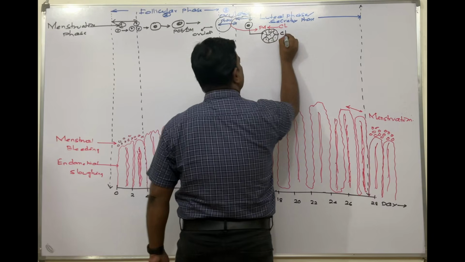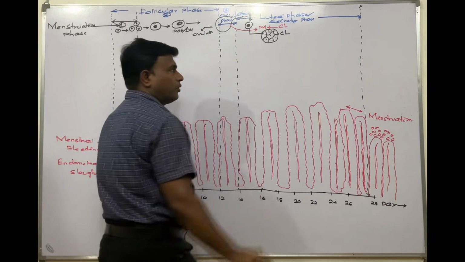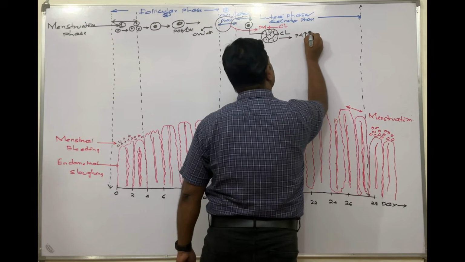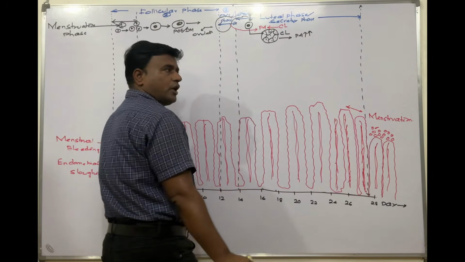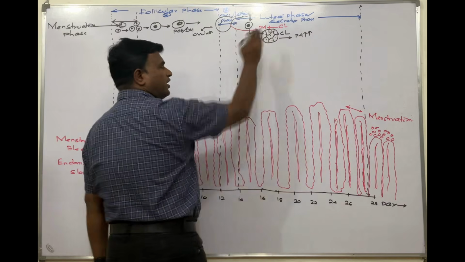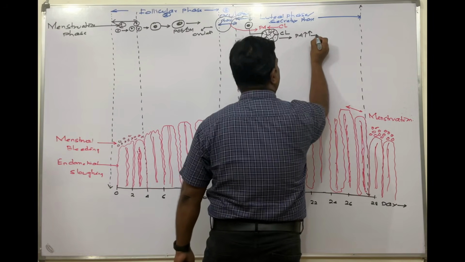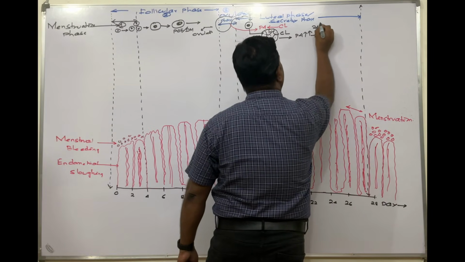Please do not forget to see my video on corpus luteum. This corpus luteum is secreting progesterone, high progesterone. Estrogen is low, FSH is low, LH is maintaining the lifespan of the corpus luteum, and this progesterone is maintaining the gland up to the 24th day.